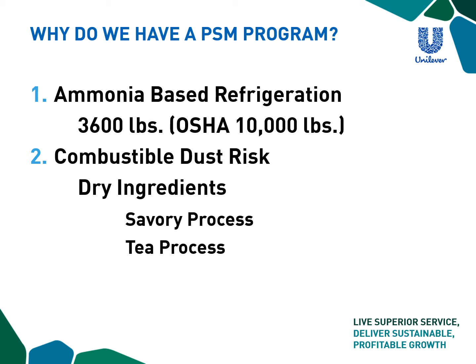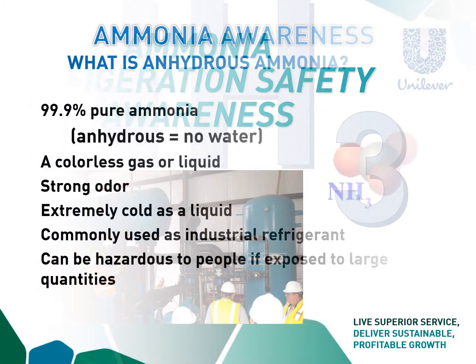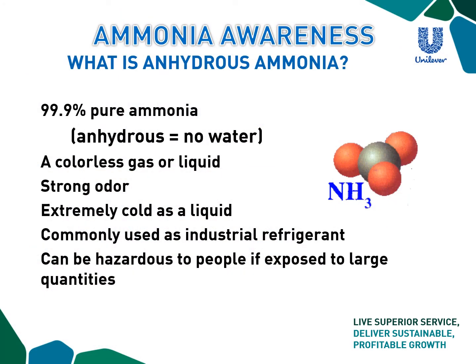We also have a reasonable combustible dust risk here at the facility with many of the dry ingredients that we use in savory process as well as in our tea production plant. We're going to start here and cover the hazards and precautions related to ammonia use at our facility. So as I said, our refrigeration system on site that's used to chill the pack hall uses ammonia as its primary refrigerant.